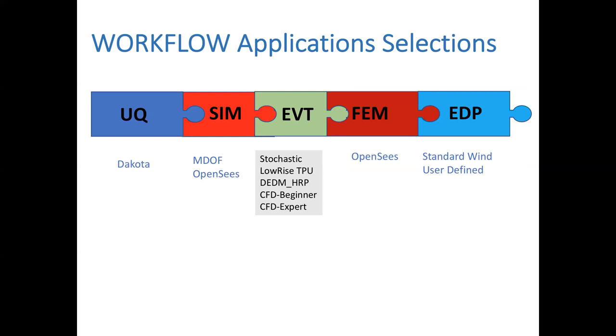So, the workflow application selections for WiiUQ. The important one is basically the events. Where are the wind events coming from? Where's the wind loading coming from? We have a number of different options available, even more than I'm showing here, and I'm going to demonstrate this when I go through the tool. But these are the different jigsaw pieces that we make available when we're running WiiUQ.